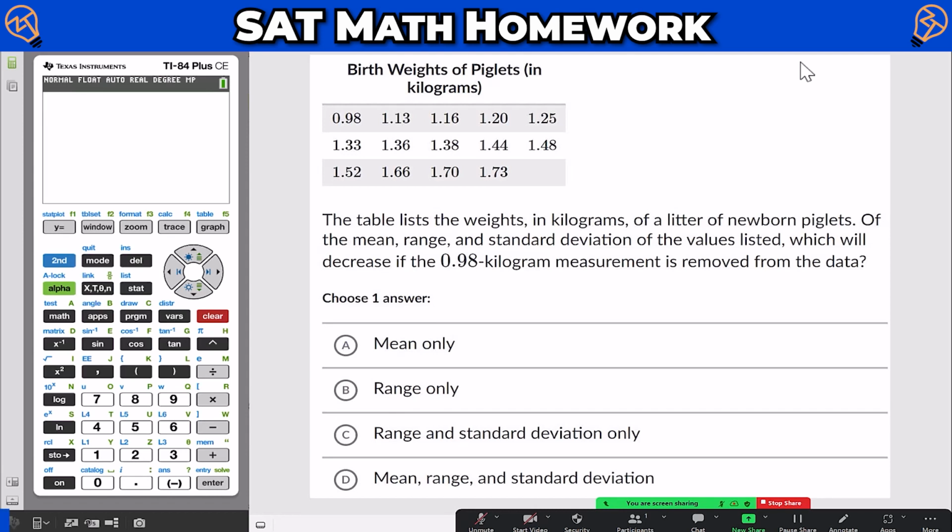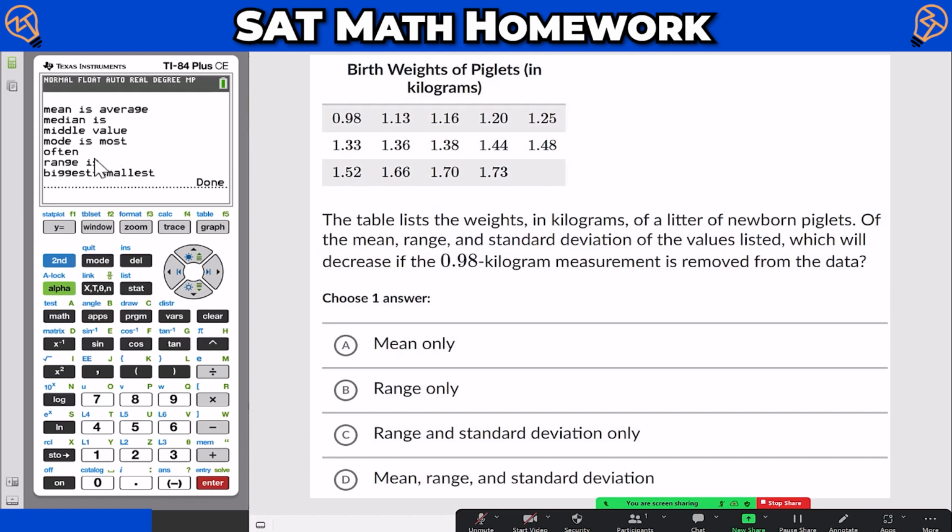So for a question like this, if ever you forget what the different values in statistics mean, you could actually just go to Program, press up to wrap around, go to Stats, and this is one of those programs that's strictly informational. So it's talking about all the different things in statistics, including mean, median, mode, range. The thing that's not listed there is standard deviation.